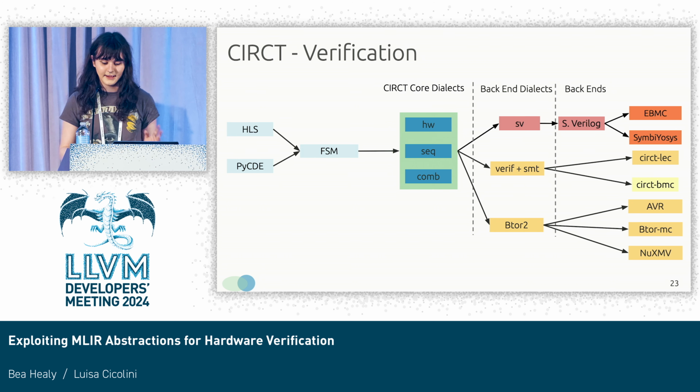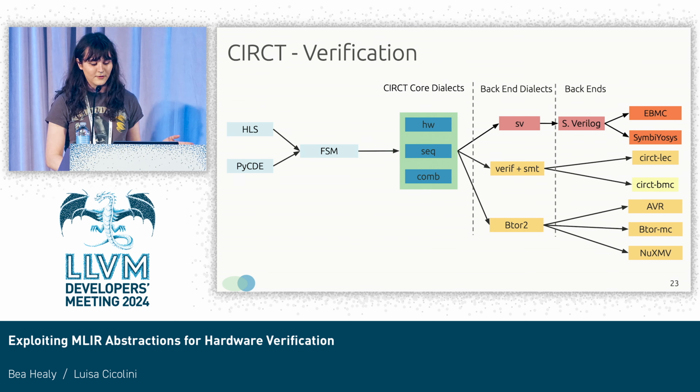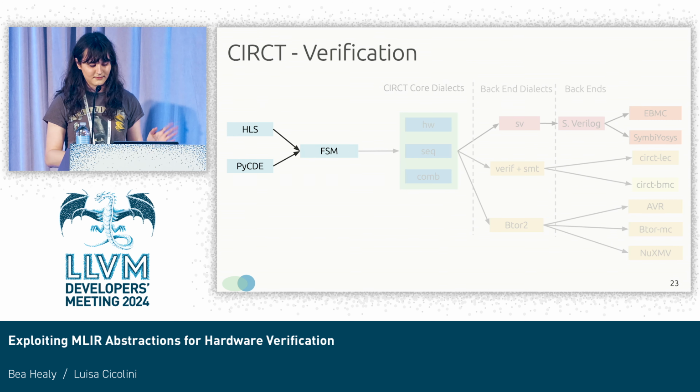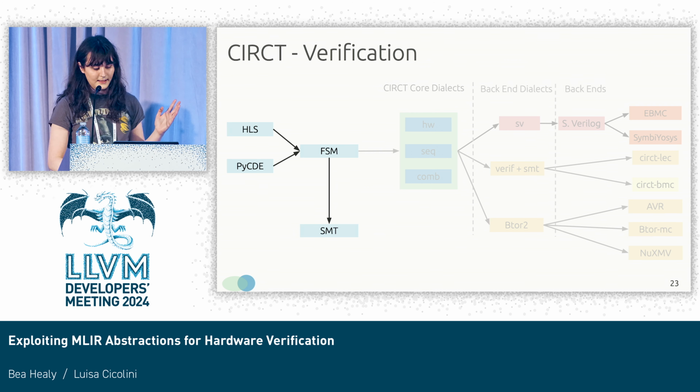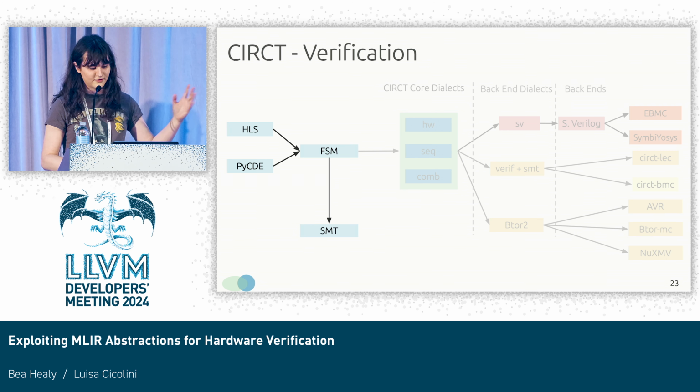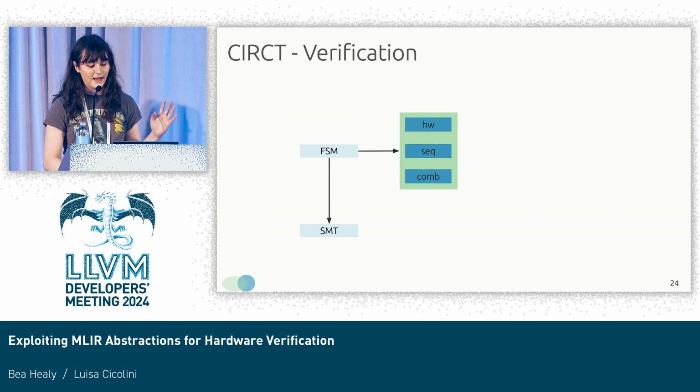So what we do is we say, okay, for the time being, we don't actually care about all of this RTL stuff that's going on further downstream. We're just going to generate our SMT models directly from the FSM. And that means that we can maintain that structure in our model. We're doing this to dodge the lowering between the core dialects and go straight from FSM to SMT.